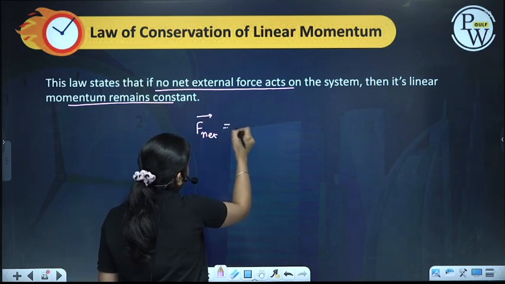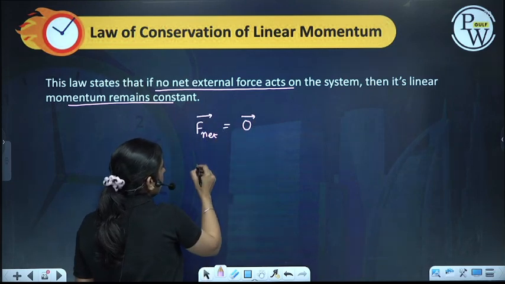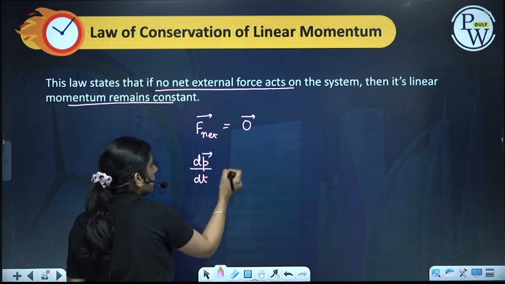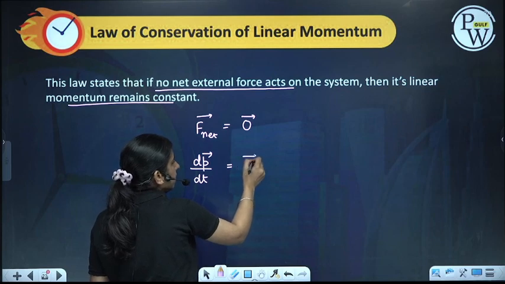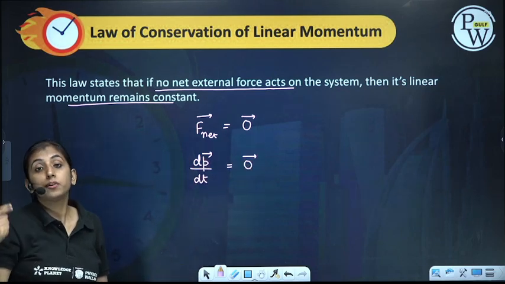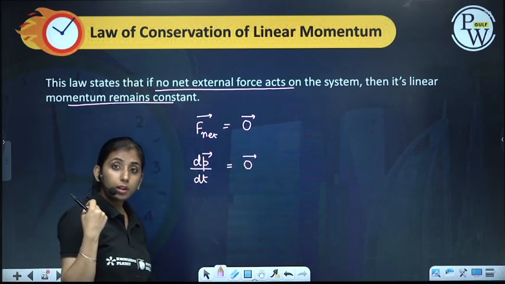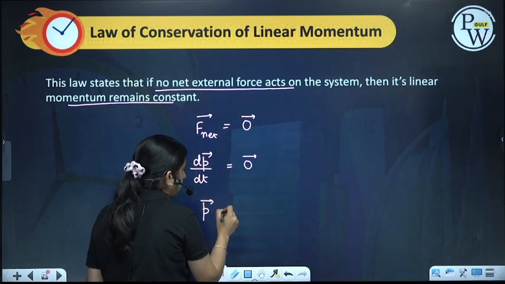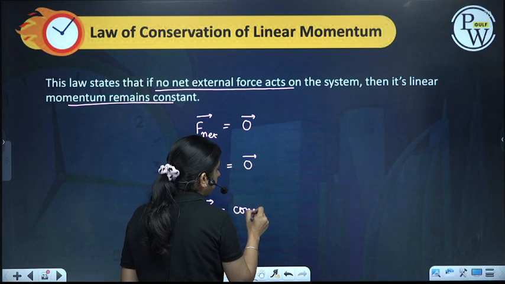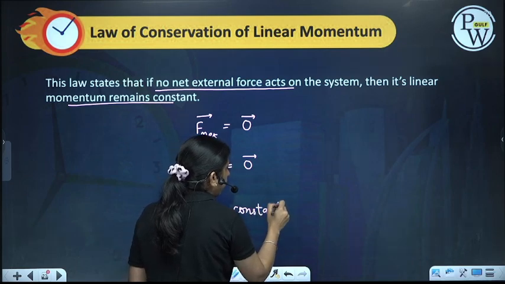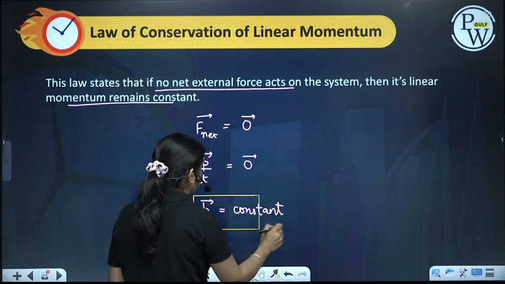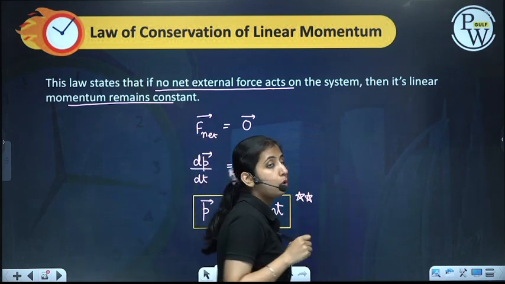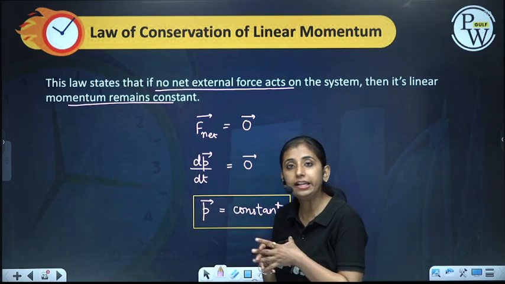If we have net force as 0, we know that net force is equal to dp by dt. This will be equal to 0. Now if the differentiation of some function is 0, then that function must be a constant. So from here we get that the p vector is a constant. This is the law of conservation of linear momentum.